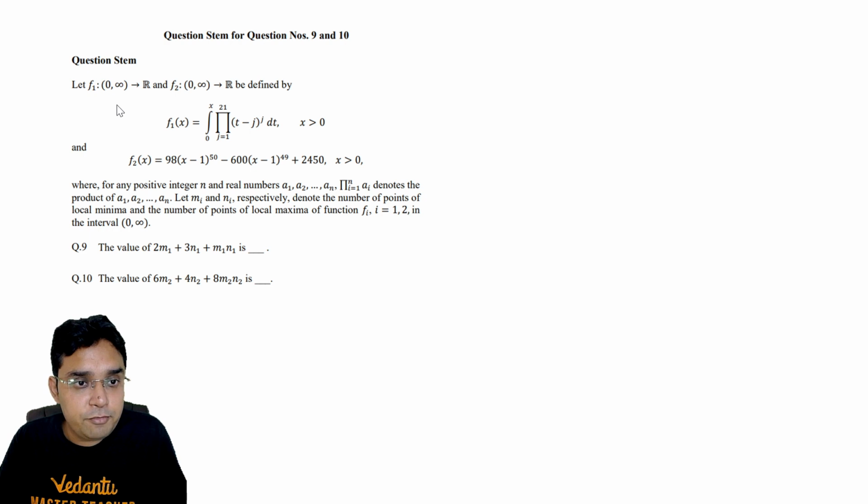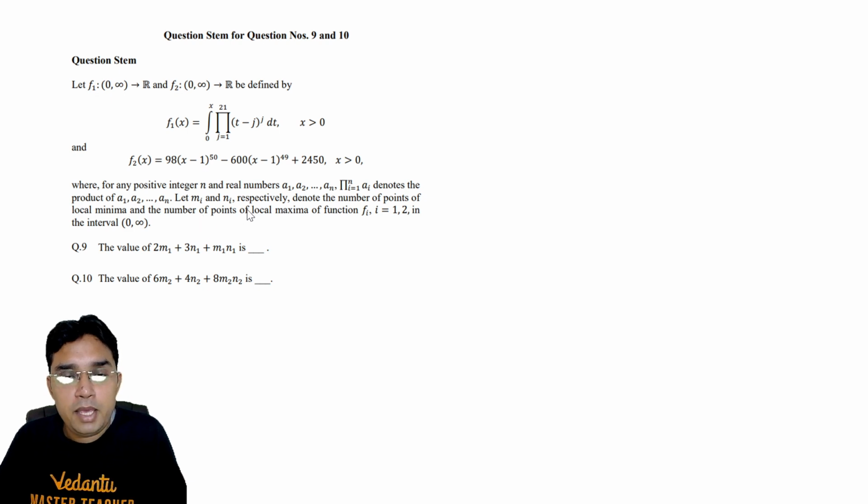Question says f1: (0, infinity) to R and f2: (0, infinity) to R be defined by f1(x) is equal to the integral from 0 to x of the continued product of (t minus j) power j, where j varies from 1 to 21, dt, x greater than 0, and f2(x) is equal to 98(x minus 1) power 50 minus 600(x minus 1) power 49 plus 2450, x greater than 0.